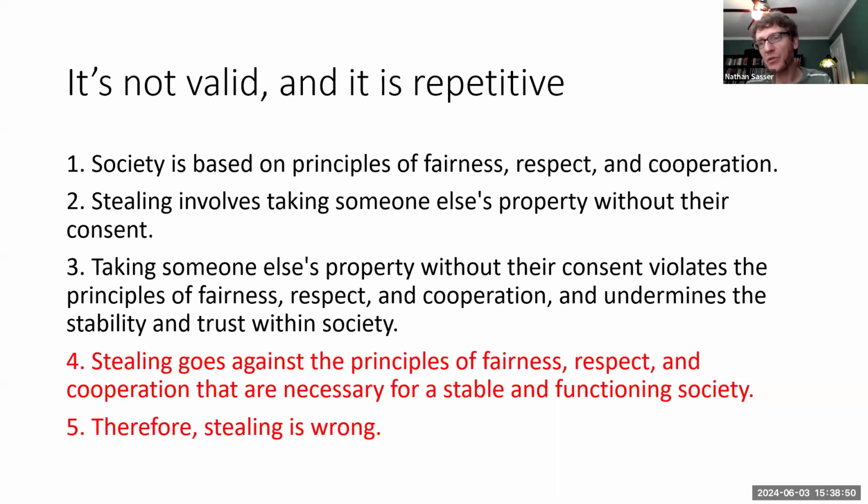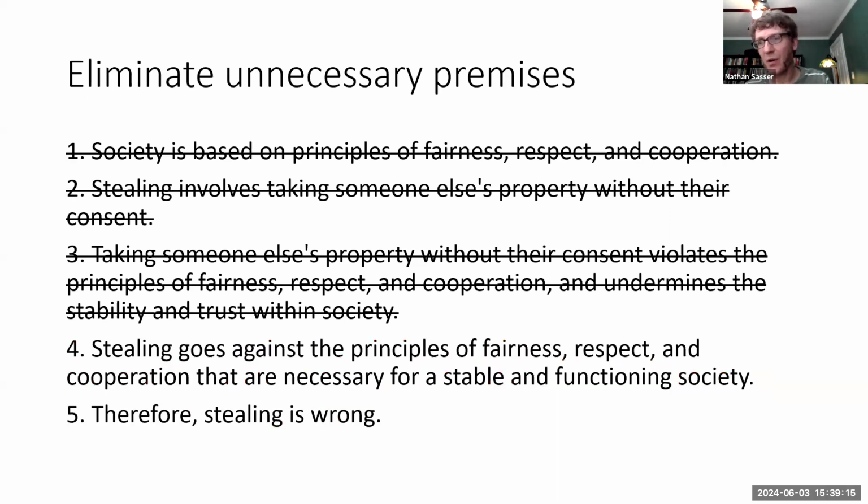So I want to deal with both of these problems at once. And the first thing I want to do, I mean, as the instructor, I can tell the main idea here that the student has, what they really care about is in that 4th premise. Stealing goes against these principles, and therefore it's wrong. And the other ones, the first 3, are just kind of trying to explain that in different ways. That's nice, but it's not really necessary. So I'm going to drop them out. I'm just going to X them out. Now I've got, here's my premise. Stealing goes against these principles, therefore it's wrong.